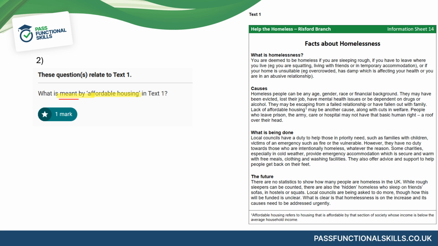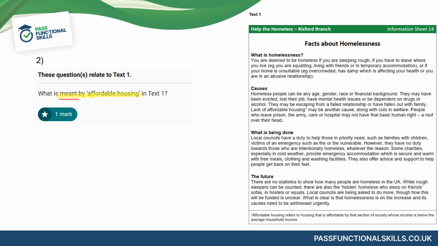Now with definition questions or meaning of questions, the first thing you need to do is check whether we have a glossary in the text. And that's because if there is a glossary, what they will want you to do is copy out the exact phrasing from the glossary that they've given you. Now we don't actually have a glossary here on the text, so we can rule out that option.